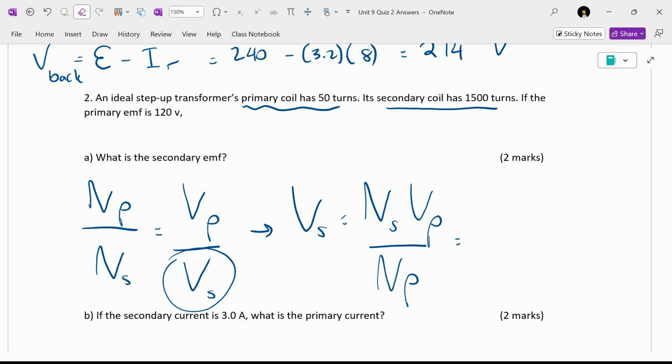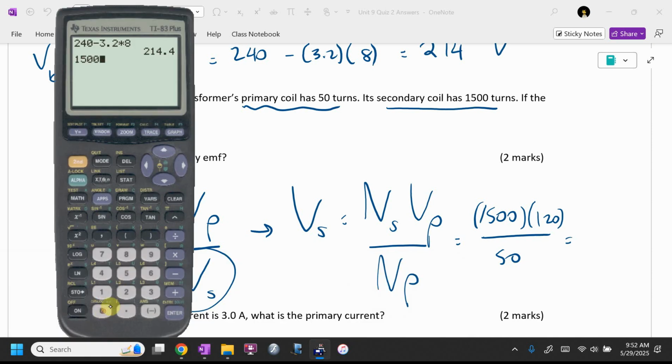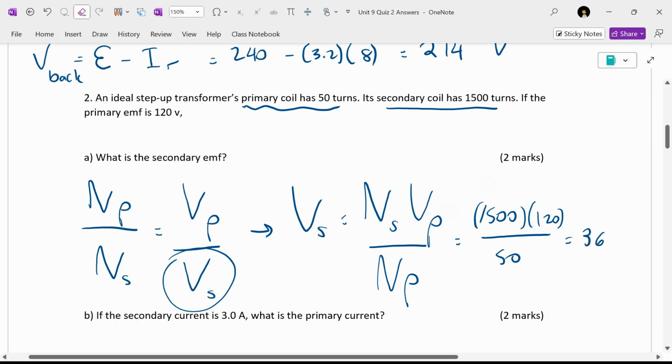So it's going to be secondary 1,500 times primary voltage 120 divided by primary turns 50. 1,500 times 120 divided by 50. 3,600, is that correct? I see people giving me a thumbs up. I see Bishon giving me a thumbs up. Always nice to see Bishon do the homework. And that's going to be volts.